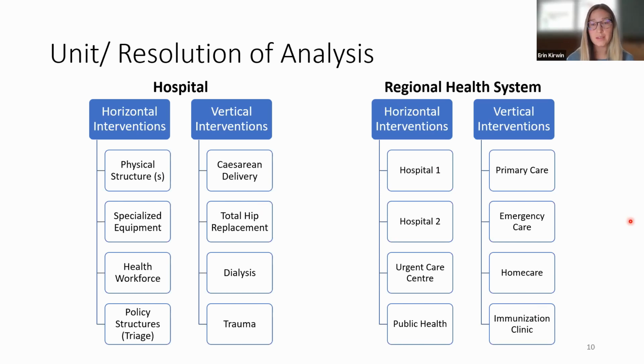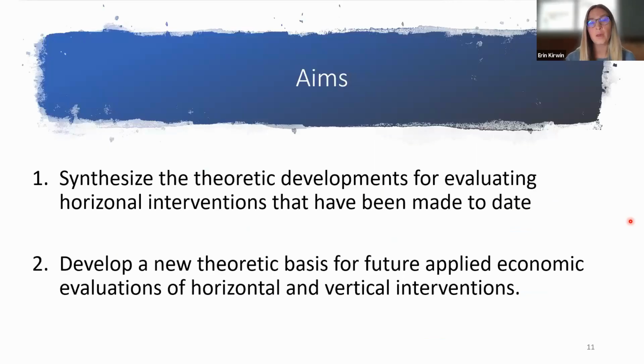Of course, the examples on this slide are just illustrative and they're not comprehensive, but what I'm trying to show is that there's no single correct resolution to apply the diagonal approach at, and it's going to depend on the question that you're asking, the methods that you're using, and also the data that you have. The diagonal approach is more about considering the relationships between vertical and horizontal interventions and less about presupposing a resolution of analysis. My paper has two aims. First is to bring together and synthesize prior theoretic developments for the evaluation of horizontal interventions that have been made to date. And the second is to extend these approaches and to develop a new theoretic basis for the evaluation of both horizontal and vertical interventions that's based on the diagonal approach.